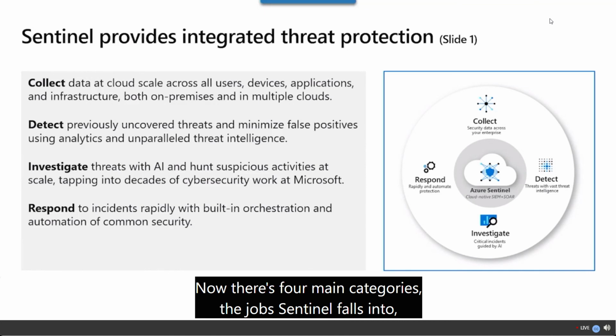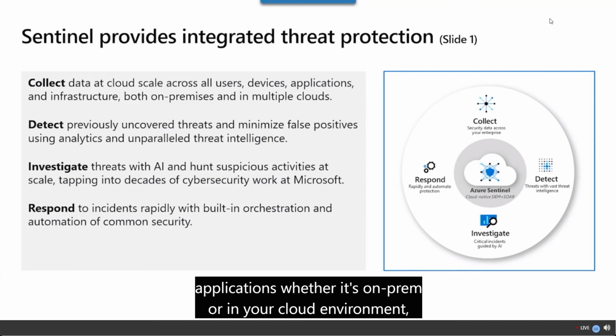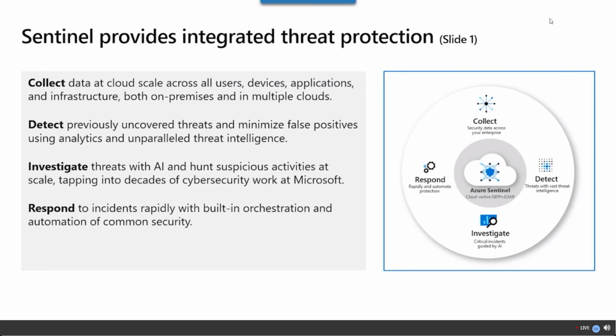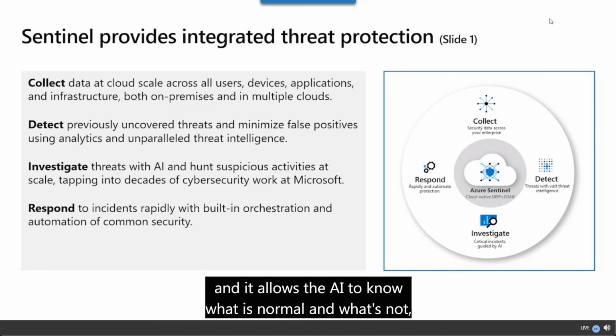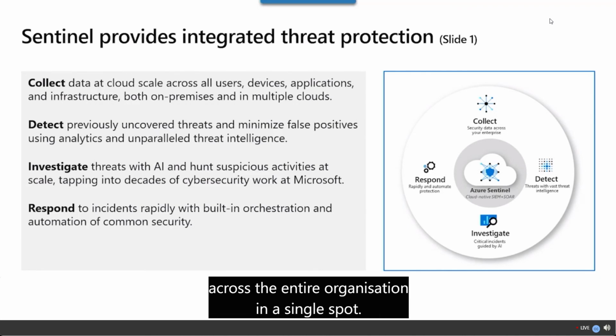Now, there's four main categories that the job of Sentinel falls into. The first one is to collect data. This data is collected from users, devices, applications, whether it's on-prem or in your cloud environment. And it allows the AI to know what is normal and what's not. And you can review the logs, again, across the entire organization in a single spot.